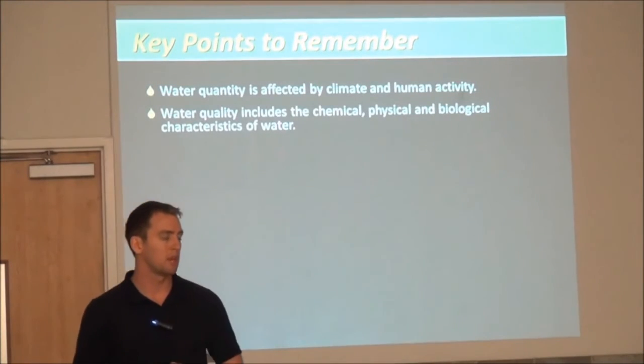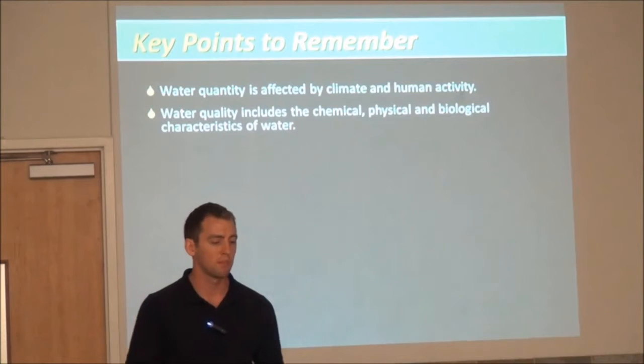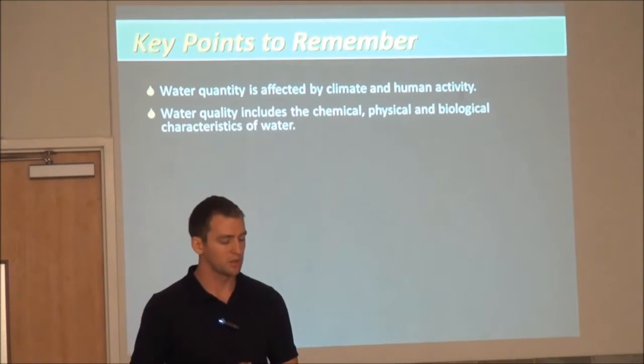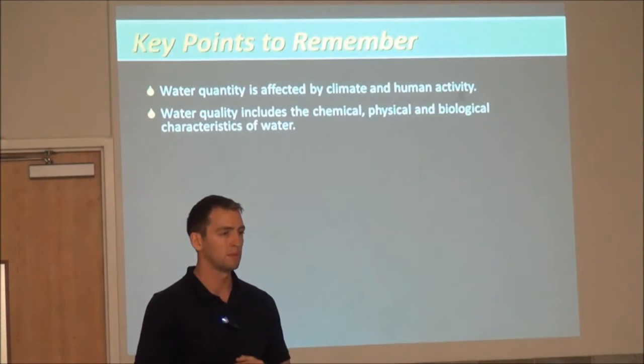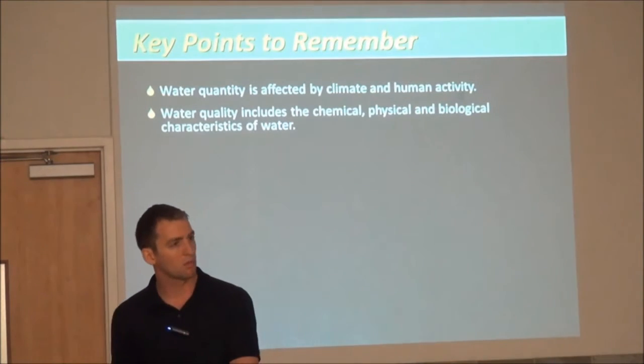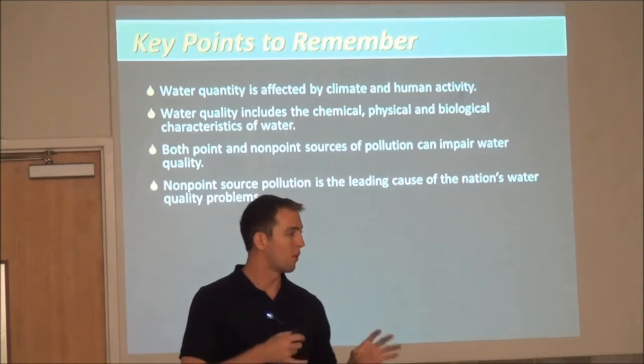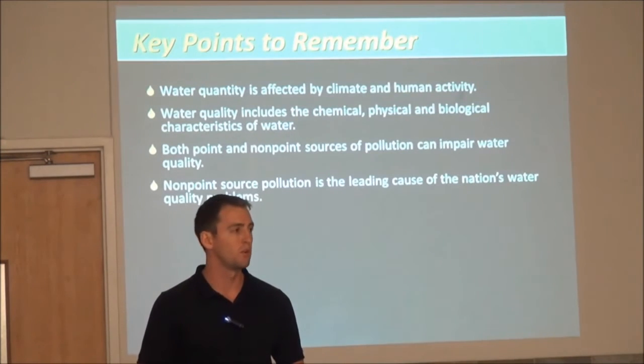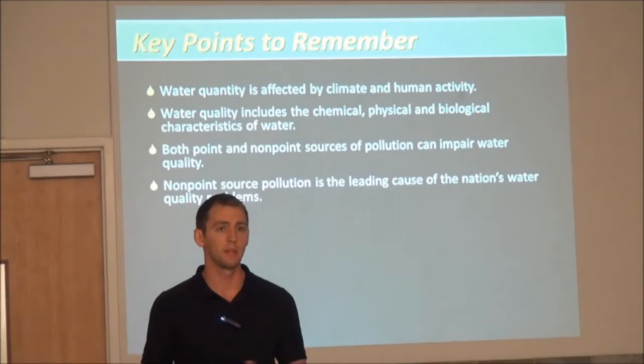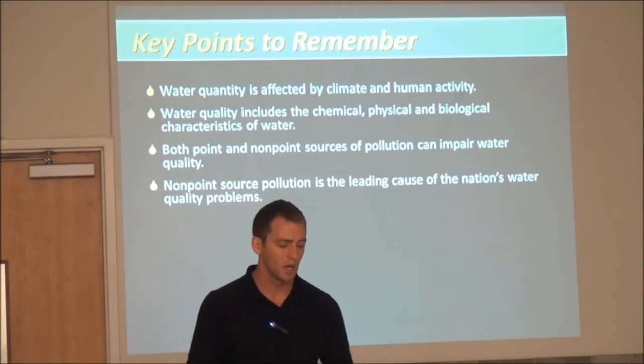So to sum things up, key points: water quantity is affected by climate and human activity. Water quality includes the chemical, physical, and biological parameters we talked about, in reference to the designated use to which it's assigned. Point and non-point sources are the two types of pollution that contribute to water quality issues.